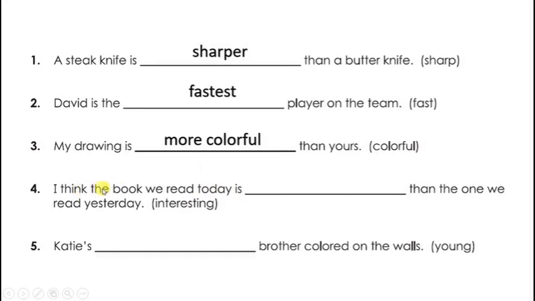So here, I think the book we read today is than. So it's a comparative here because we have two objects, than the one we read yesterday. So guys, I think the book we read today is more interesting. More interesting. Cat is brother colored on the walls. So I can say here, cat is younger brother. So I guess that we have two brothers. So cat's younger brother colored on the walls. Younger brother.